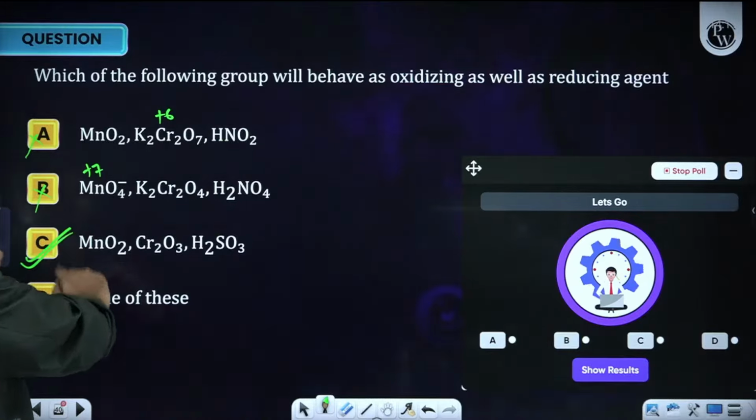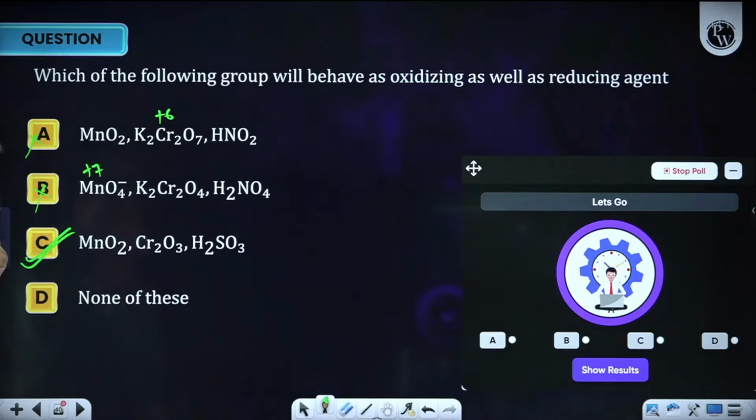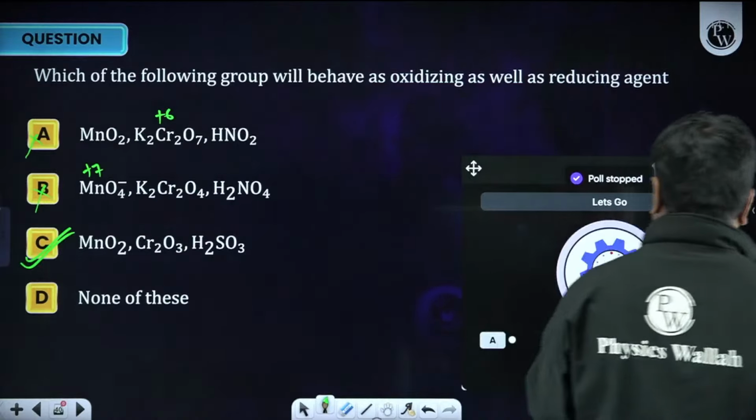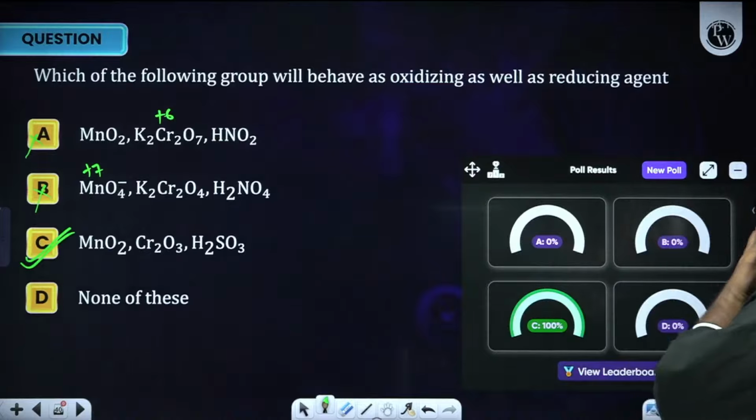So option C will be the answer. Next question.